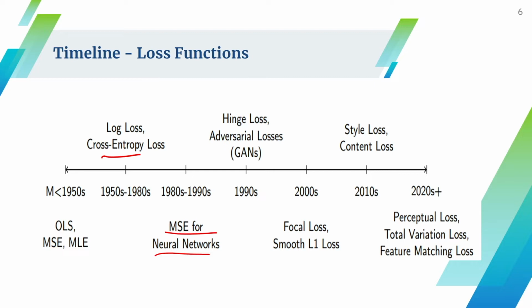These are the various kinds of losses that have been developed by various authors during the course of improving model performance. In 2000, the focus was on the focal loss and the smooth L1 loss. In 2010, it was on the style and the content loss, and now in the 2020s there are various types of losses called the perceptual loss, total variation loss and the feature matching loss. These are the different kinds of losses that can be applied to any deep learning model, and these functions will be explained with exact definitions in the subsequent slides.